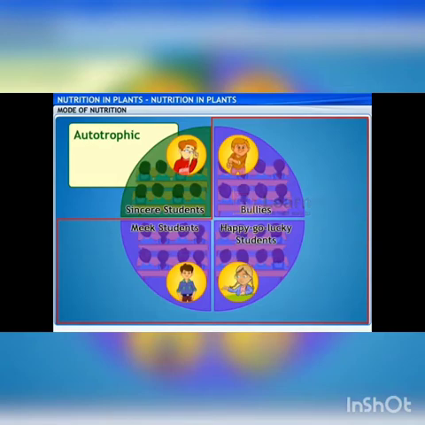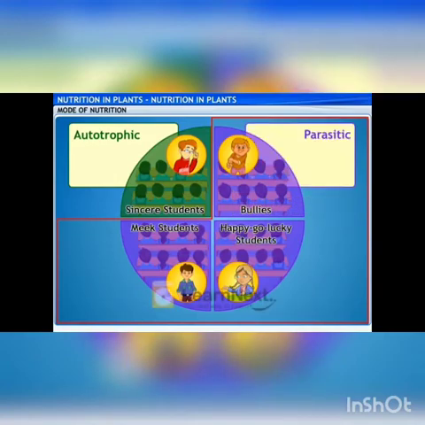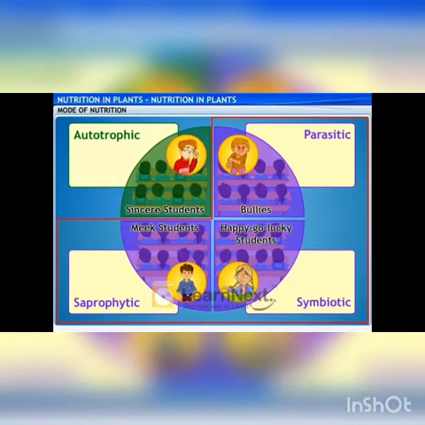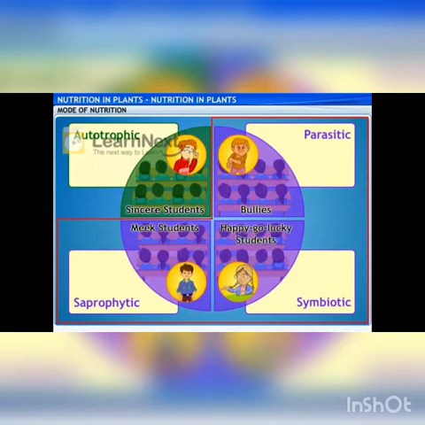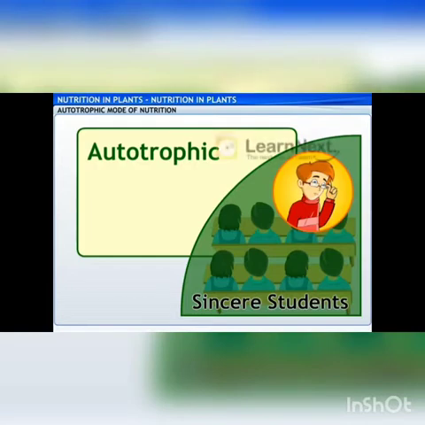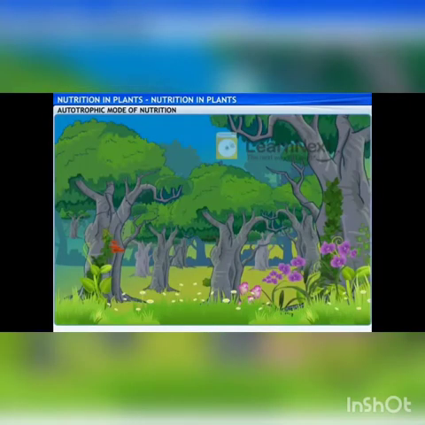These heterotrophic plants can be further divided into parasites, similar to bullies, saprophytes, similar to kids who copy from others, and symbiotic plants, similar to kids who get their homework done from others in exchange for favors. The first mode we refer to consists of autotrophs, or plants that prepare their own food. Most green plants fall under this group.